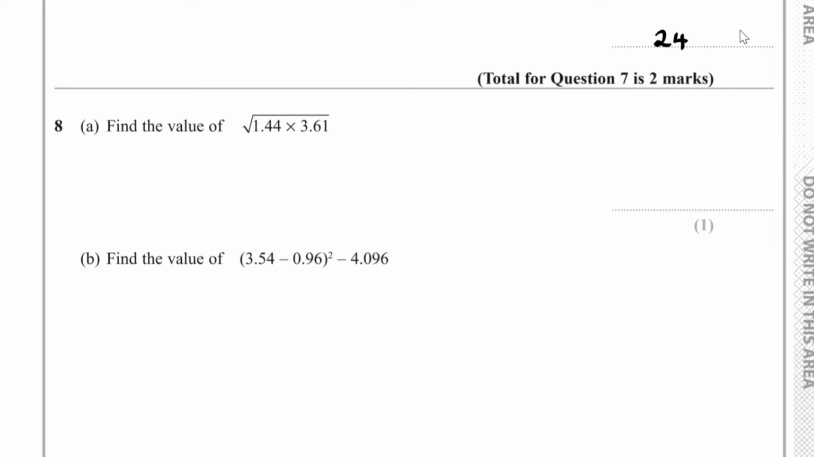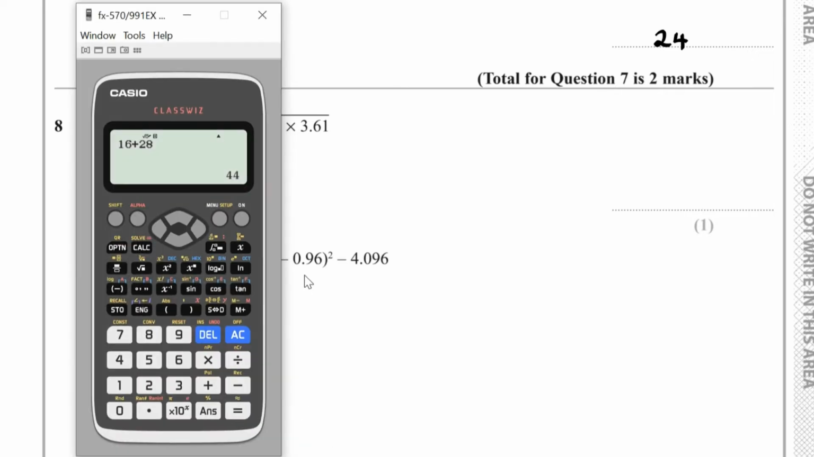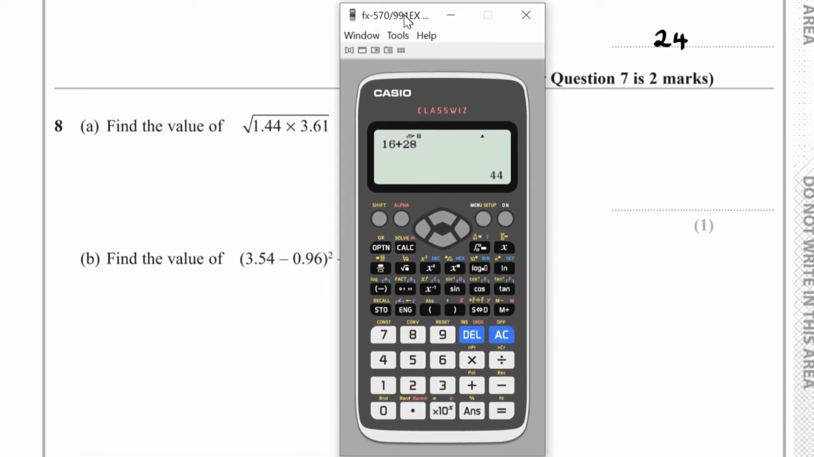Question number 8. For part A, we have to find the value of the square root of 1.44 times 3.61. So if we input this into our calculator, we get 2.28.